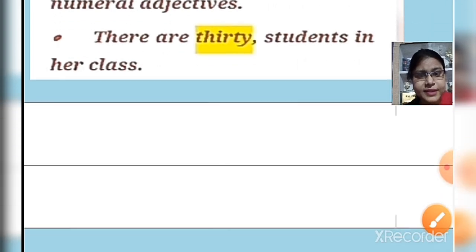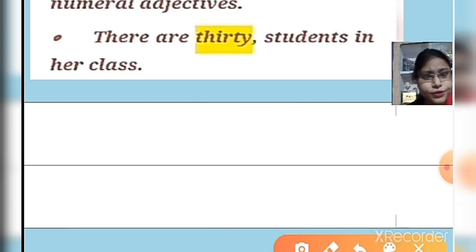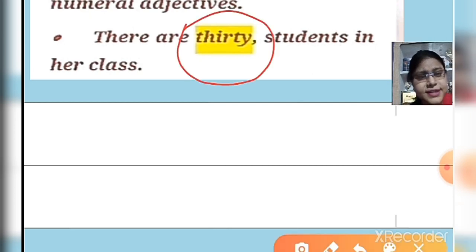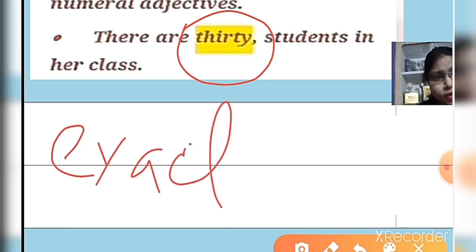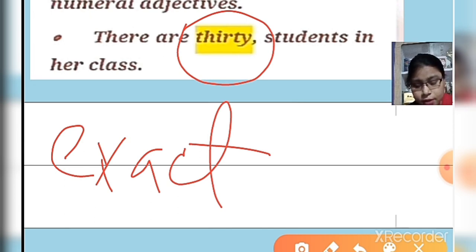Here the example says: there are 30 students in her class. So there are 30 students. See, the word 30 is giving the exact number of the noun. How many students? 30 students. So with the help of this 30 we can know the exact number of the noun in a sentence. Clear? Okay, see the next.